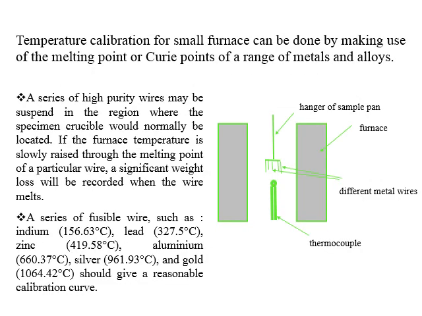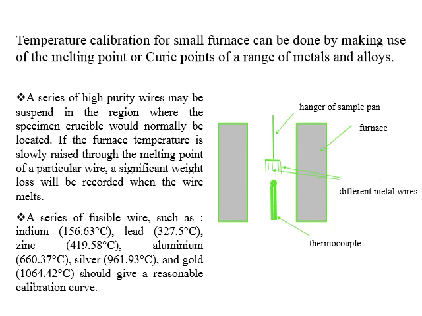The temperature calibration for a small furnace can actually be done in one of a couple of ways. One, you can take advantage of the melting point of certain metals. To do this, a series of metal wires are hung from the same mechanism that you would typically hang the sample pan. You can see this in the diagram to the right. So you have the hanger where the sample pan would be, and then you hang some different metal wires from it. And then you slowly raise the furnace temperature, and you'll get to a particular point where that wire melts, would come off the wire and would result in a substantial weight loss that you could record.